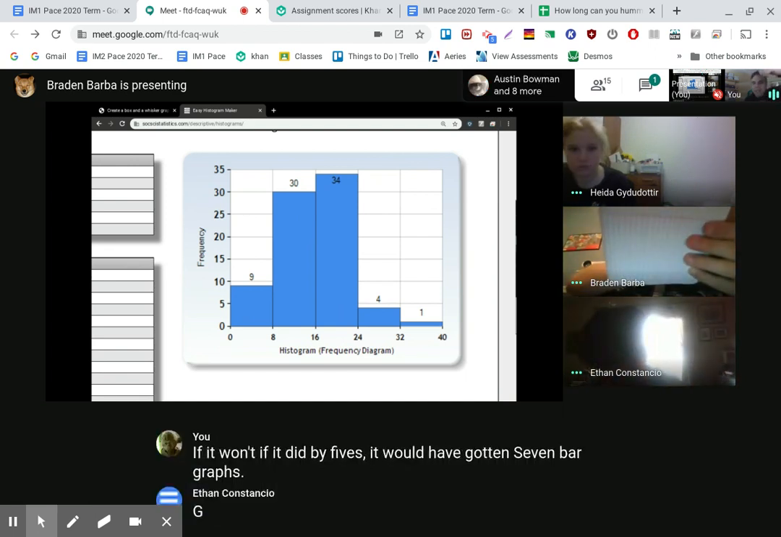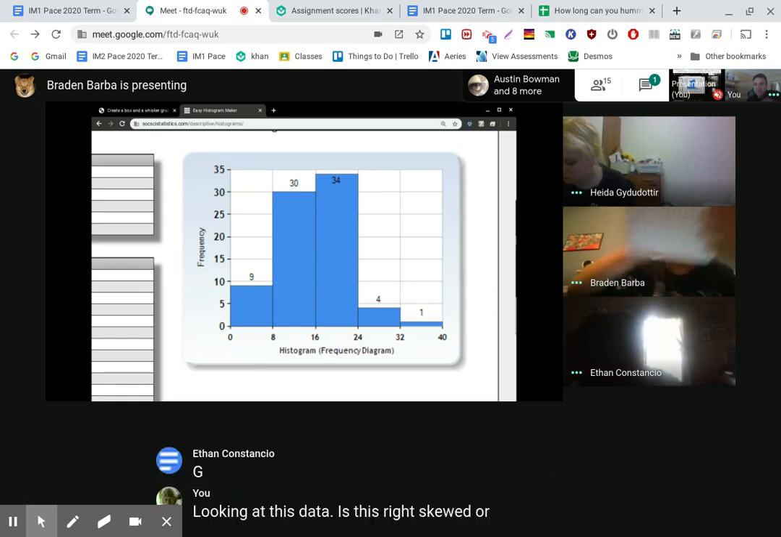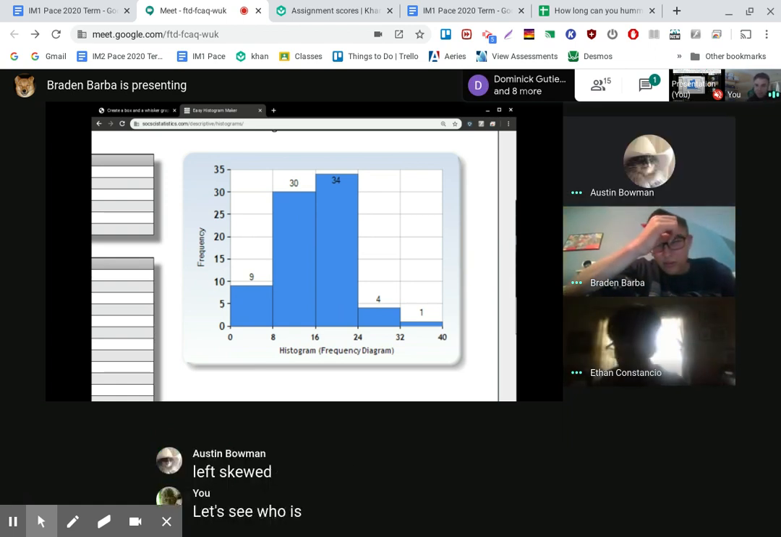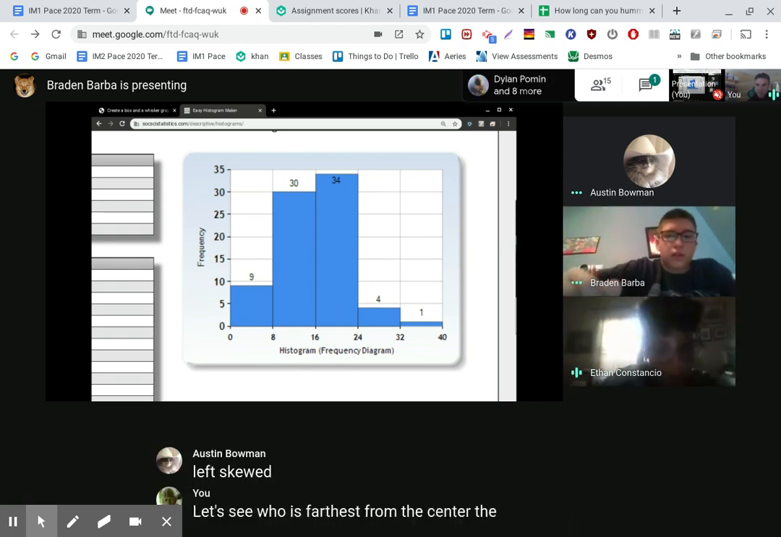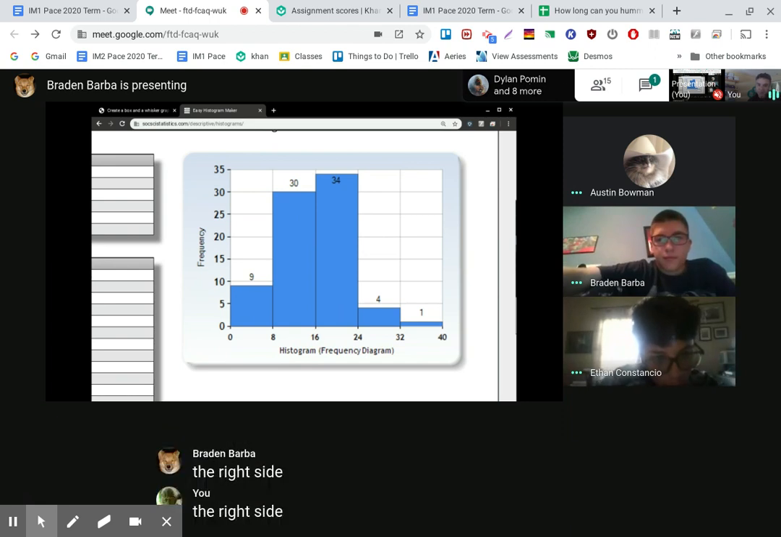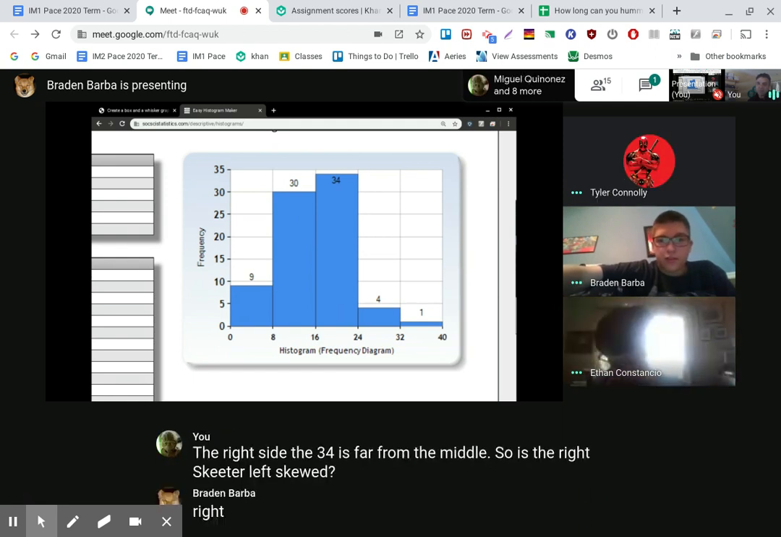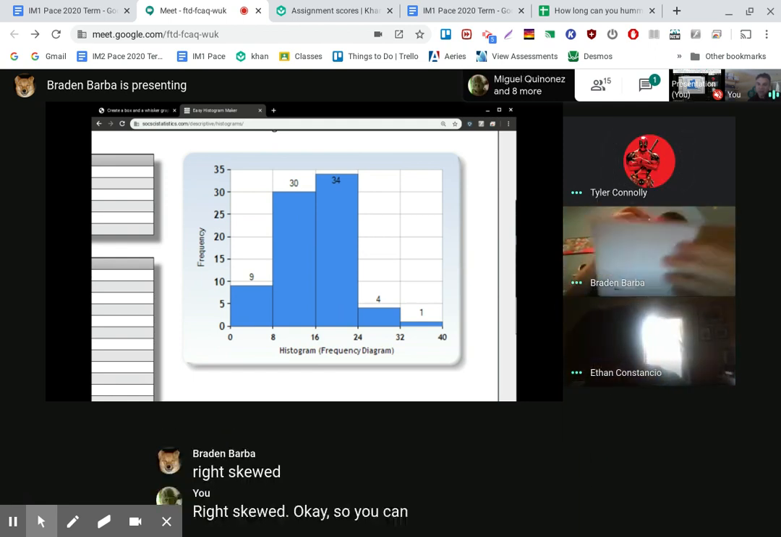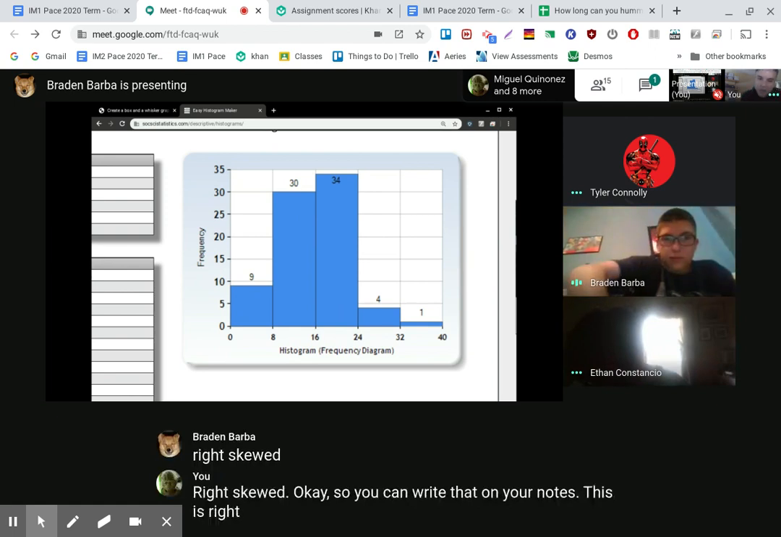Looking at this data, is this right skewed or left skewed? Left skewed. Let's see. Who is furthest from the center, the right side or the left side? The right side. The 34 is far from the middle. So is it right skewed or left skewed? Right skewed. Okay. So you can write that on your notes. This is right skewed because the 34 is far from the median.